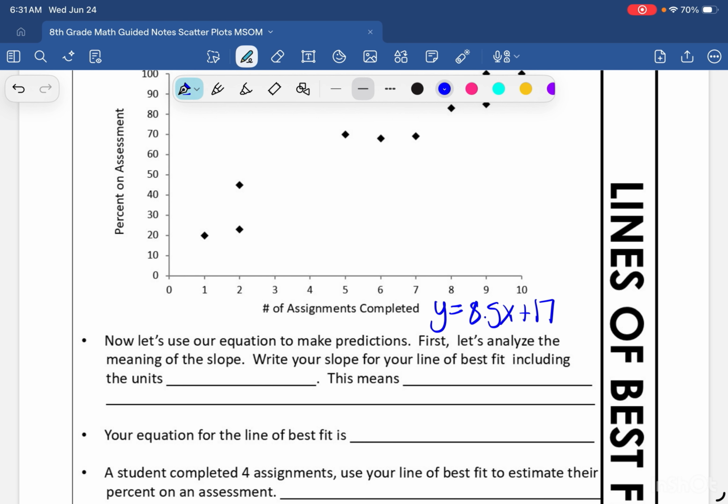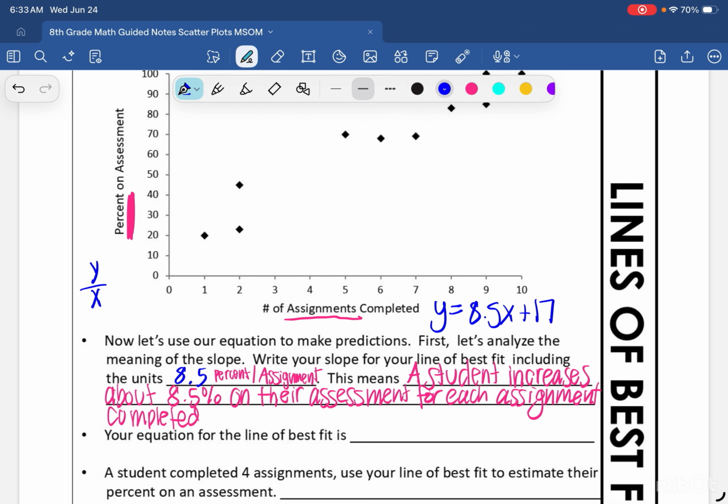First, let's analyze the meaning of the slope. Write your slope for your line of best fit, including the units. So my slope is 8.5. Now remember, it's y over x. That's how you figure out slope. The change of y over the change of x. So my units for my y is going to be percent per assignments. So it's 8.5% per assignment. Those are going to be my units. This means that a student increases about 8.5% on their assessment for each assignment completed.